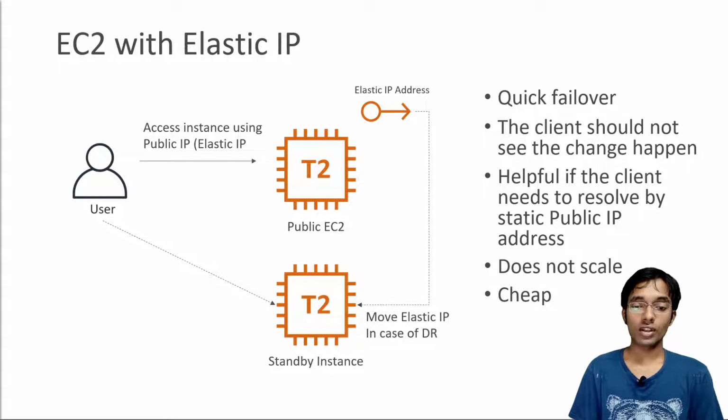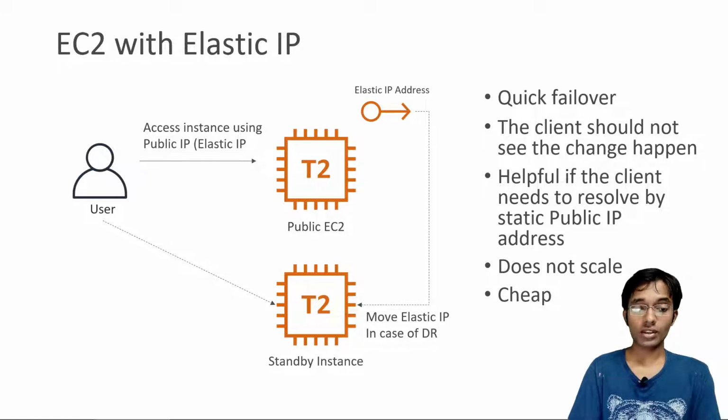So this is very classic. It provides you quick failover. The client should not see the change happen because it is the same Elastic IP address. It's very helpful if the client needs to resolve only a static public IP address. But it does not scale, because you can only have one EC2 instance serving traffic at any time. On top of that, it's cheap, so that's one solution architecture and it's not too bad.